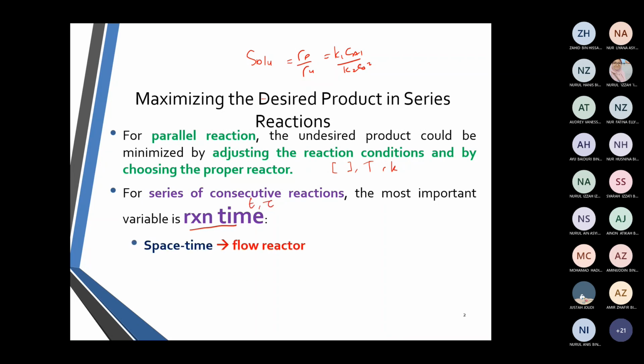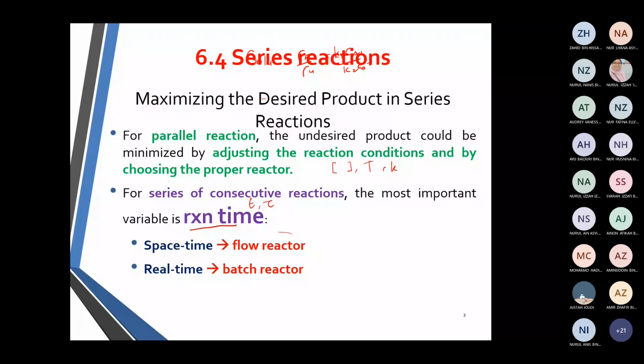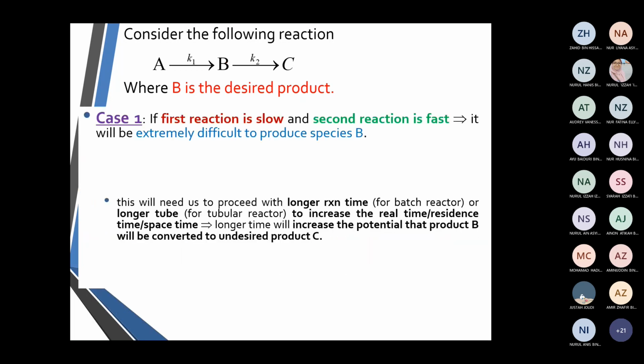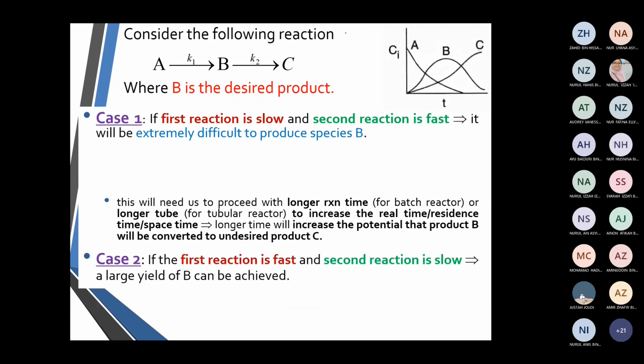This time is defined for flow reactor and real time is for batch reactor. So bila ada time tu nanti you akan buat banyak integration ataupun differentiation. Consider the following reaction. We have A to B and then B to C. Kita ada K1 for the rate constant and K2, whereby B is the desired product. So now, this is the example. Sekejap saya tunjuk.